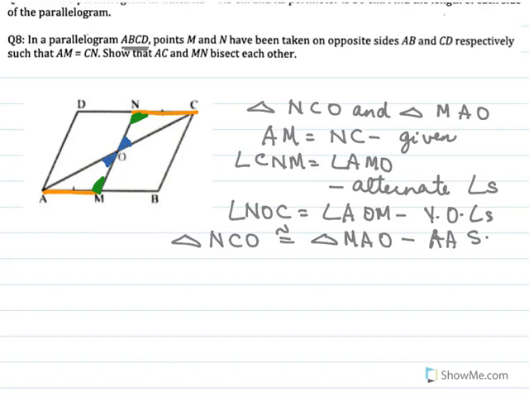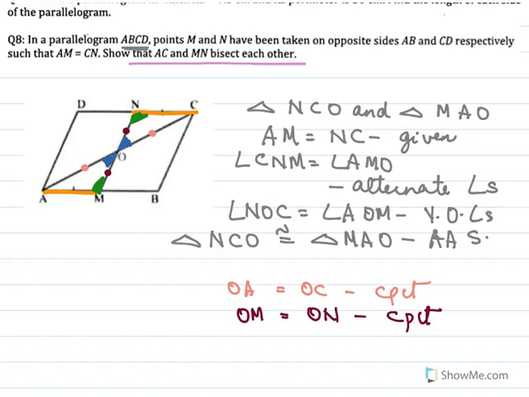Hence by CPCT we can now say AO equal to OC. So we write this OA equal to OC by CPCT. And also we can write OM equal to ON by CPCT. So we can show that AC and MN bisect each other. They cut each other into equal halves. AC and MN bisect each other.